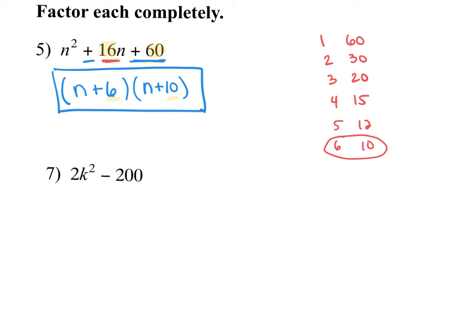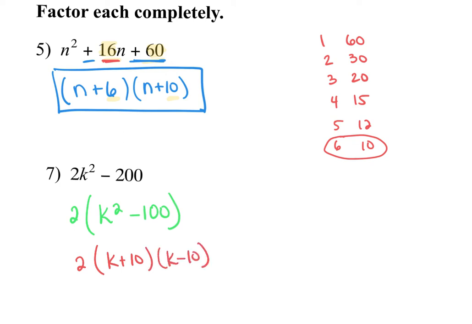It's a 2. And so we're going to take a 2 out, and we're going to get k squared minus 100. This is a special case. K squared is a perfect square. 100 is a perfect square, and you are subtracting. So you are going to go to k plus 10, k minus 10. Special case.